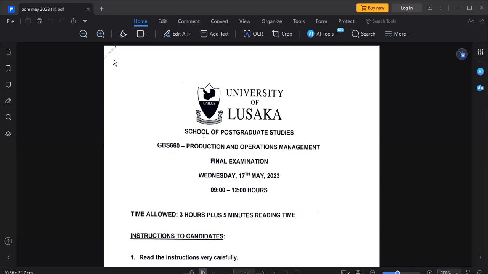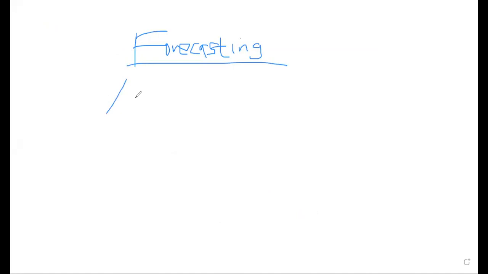Okay, good afternoon. We are looking at forecasting, one of the topics in POM. Under forecasting, we are looking at the technique called regression analysis.